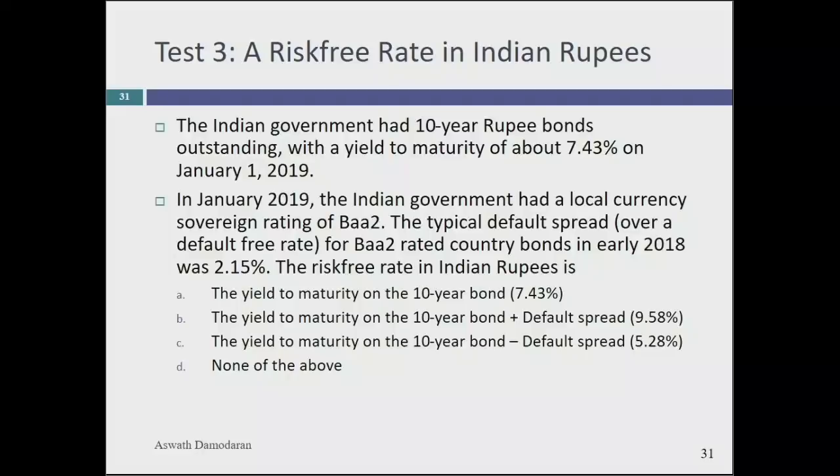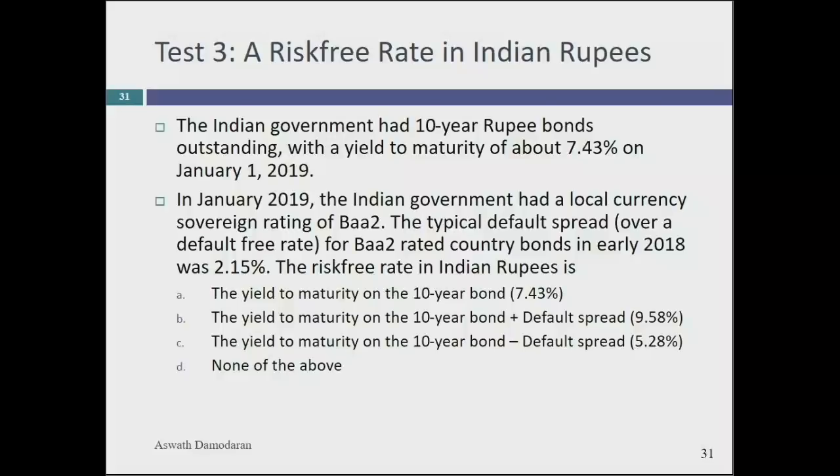So let's step back. Here's what the problem looks like. The Indian government bond rate is 7.43%. But at least according to Moody's assessment of sovereign default risk, the default spread in that bond is 2.15%. So what's the risk-free rate in Indian rupees? I'll give you the choices. You can stay with the 7.43% because you think government bond risk-free. That, of course, is extraordinarily dangerous. Imagine doing this for the Nigerian government, right? Or governments with far more default risk.